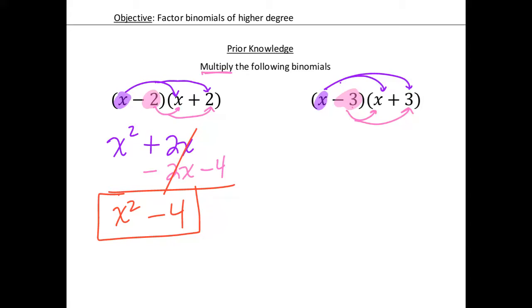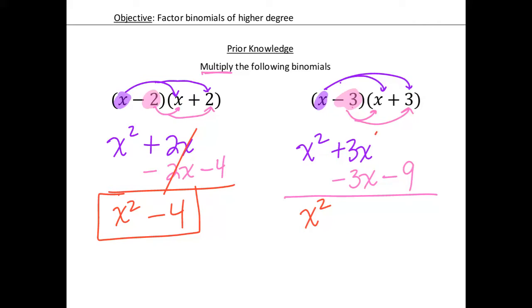For the most part, I think everybody got it, except I think one person just multiplied slightly wrong here. So what's x times x? That should give you x squared. And 3 times x should give you a positive 3x. And then negative 3 times x gives you a negative 3x. And negative 3 times positive 3, that should be negative 9. I saw somebody with a negative 6, but 3 times 3 is 9. Again, bring down the x squared. The x's cancel because 3 minus 3 is 0. And then you're left with minus 9.